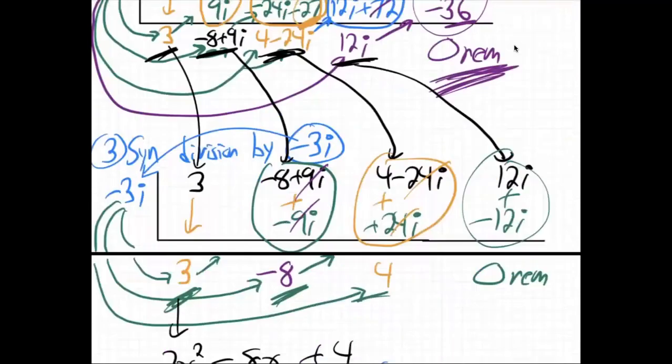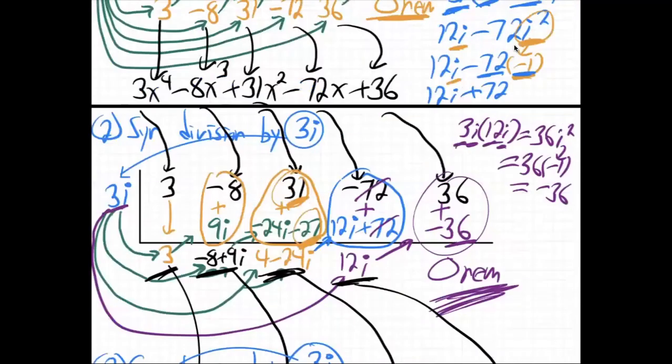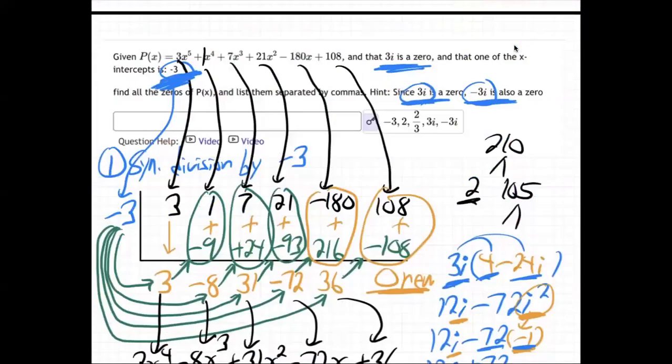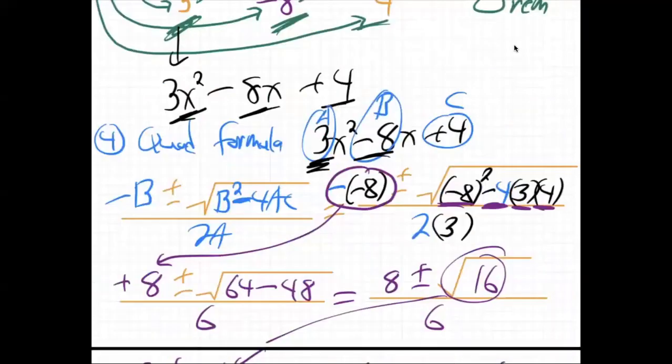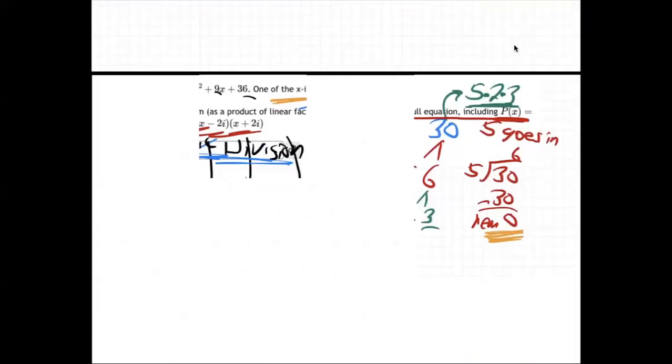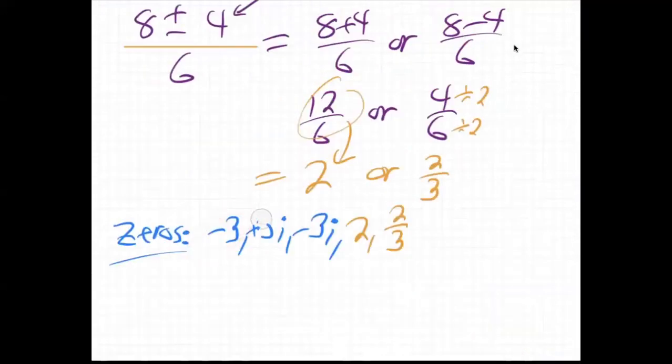Right? Did I do that right? That was -3, wasn't that -3? Back to the top here. Yeah, -3, 3i, and -3i. So there we go. You don't need to put the plus here. You could just say 3i. So -3, 3i, -3i, 2, and 2/3. Those are all the zeros, which is what we saw on the graph.